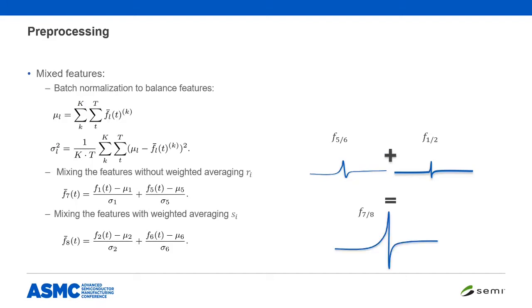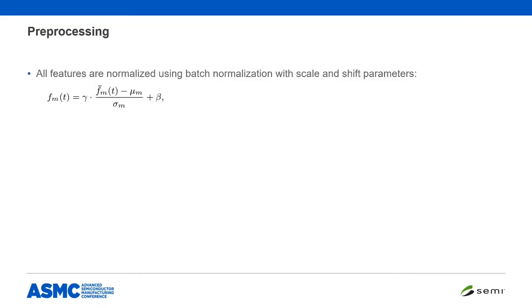The mixed features combine both benefits of the product and the correlation methods, which are, for the product methods, that they have a strong amplification of correlated features, and for the correlation methods, that they are less sensitive to alignment issues. All features are again normalized using a batch normalization, including a scale and shift parameter, before they are fed into the network.